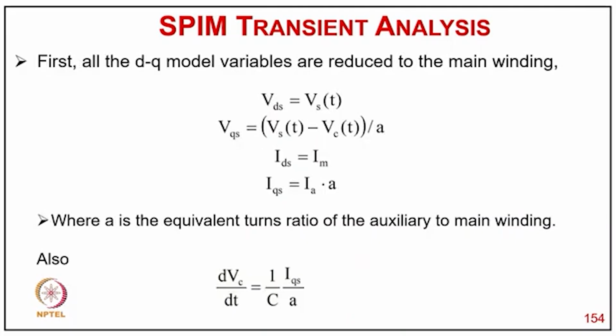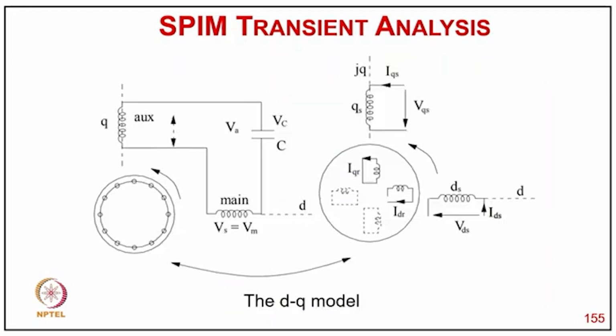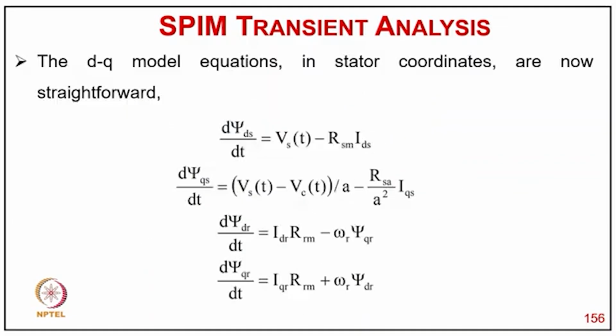So first the DQ model variables are VDS equal to VS and VQS is (VS minus VC) by A, and IDS equal to IM and IQS is IA into A, where the equivalent circuit for the auxiliary winding is dVc upon dt equal to 1 upon C times IQS upon A. You can see the circuit of the DQ model where the motor equivalent rotor is put in D and Q, IDR and IQR with the currents, and the main and auxiliary windings are denoted VDS and VQS correspondingly with the corresponding currents IDS and IQS.